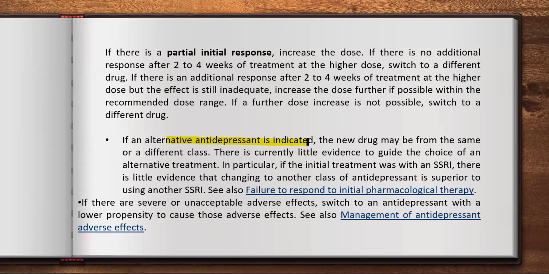So if an alternative antidepressant is indicated, the new drug may be from the same or a different class. There is currently little evidence to guide the choice of an alternative treatment. In particular, if the initial treatment was with an SSRI, there is little evidence that changing to another class of antidepressant is superior to using another SSRI. If there are severe or unacceptable adverse effects, switch to an antidepressant with a lower propensity to cause those side effects.